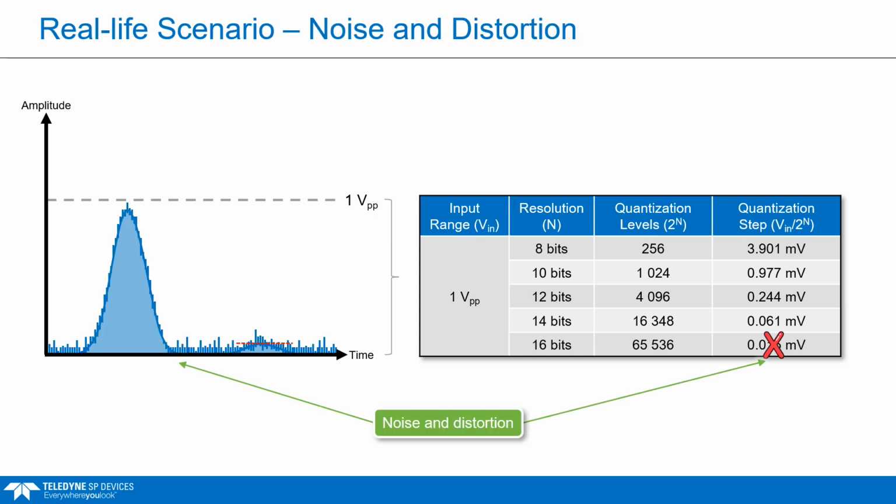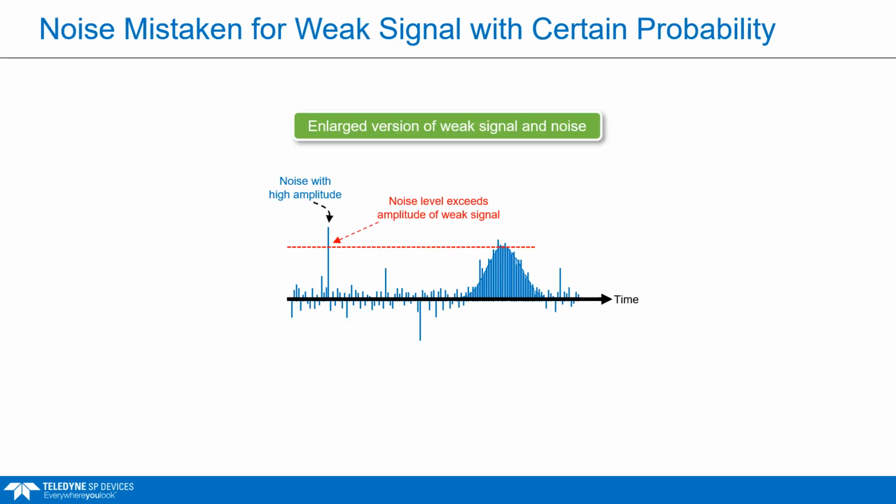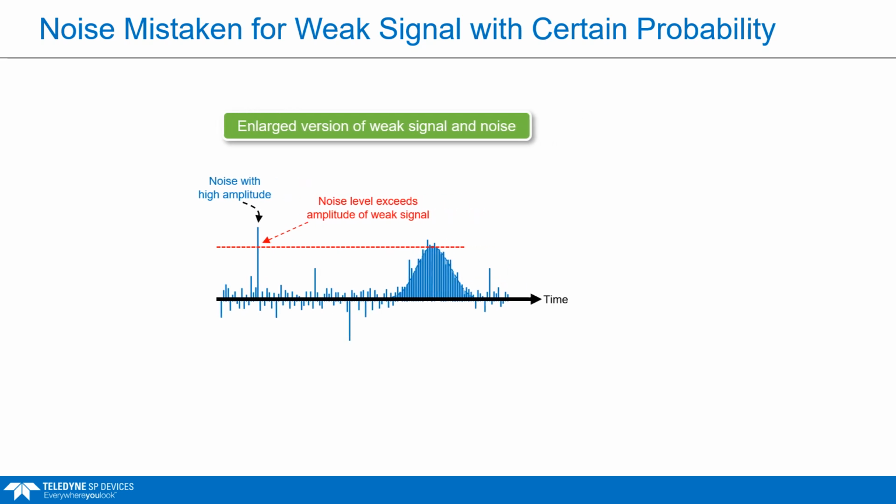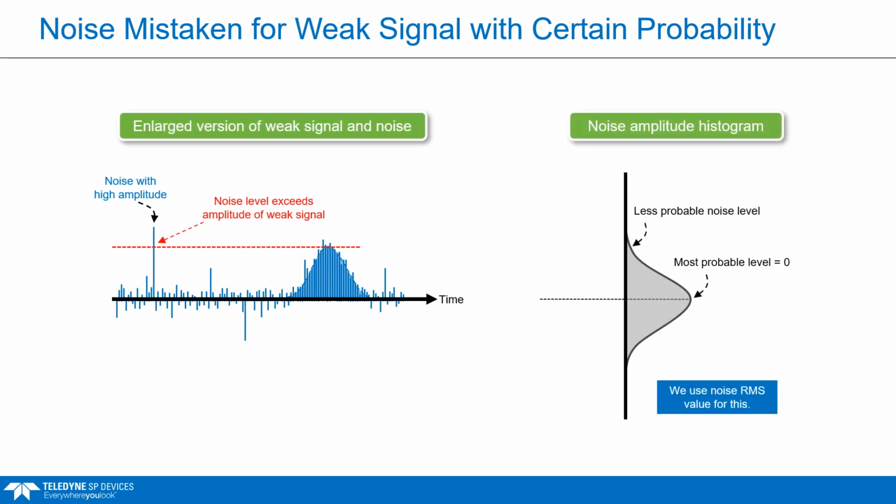In a real-life scenario, this is unfortunately not the case, as noise and distortion will negatively affect performance. When zooming in on noise, individual noise amplitude values might be higher than the weak pulse, leading to misinterpretation. A noise histogram shows a Gaussian distribution, with most amplitude values around 0 and fewer, less probable higher values. This trade-off means that the lower the amplitude you specify, the higher the risk of mistaking noise for a weak signal.